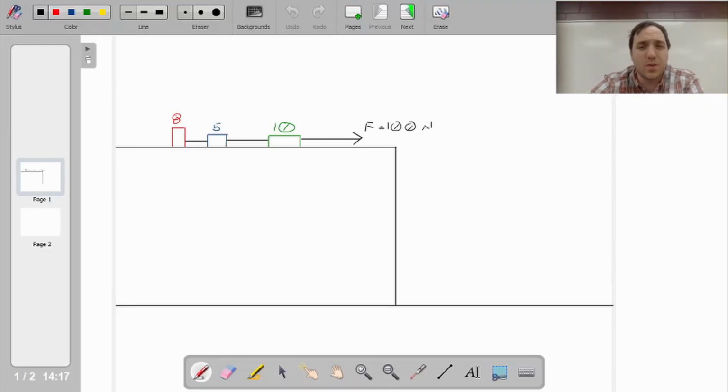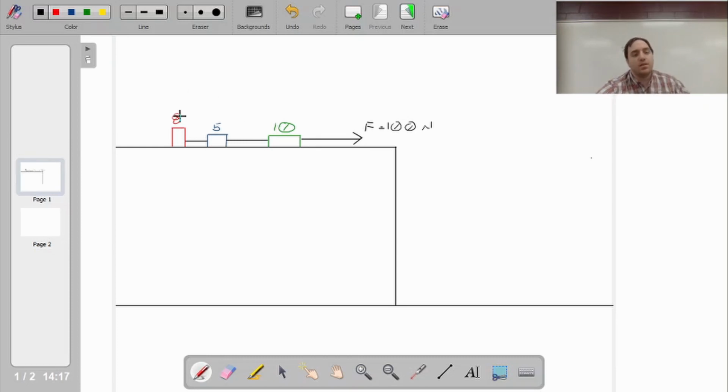Hello and welcome to this video on forces. Specifically, we're talking about systems of connected objects. Today we're going to talk about connected objects in a slightly different way. Instead of having them connected over a pulley, we're just going to have them connected in a row like this. So we have three blocks connected.